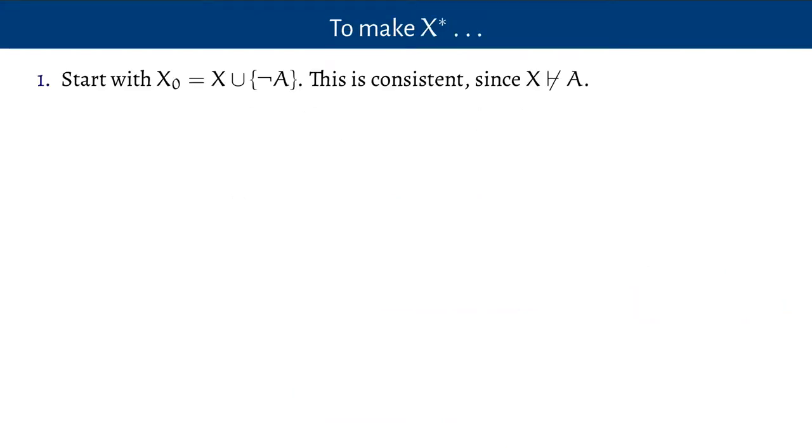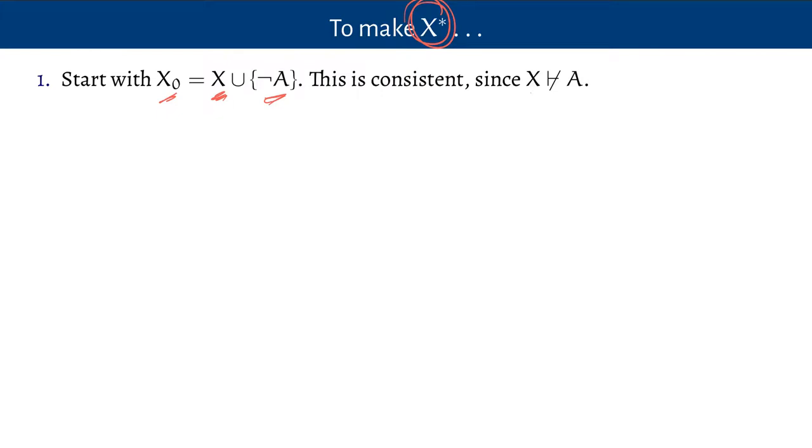So this is the recipe for making that set X star of all of the formulas that are going to be in this model that I'm trying to construct. We're going to start off with my set X, and I'm going to throw in not A, because I already know that my model wants to make A false. Remember, I started out with the argument from X to A. So we're going to take all of the formulas in X to be true. We're going to take A to be false. And we're going to call this X0. That's the ground level stage before doing any steps of construction. That is going to be my starting set.